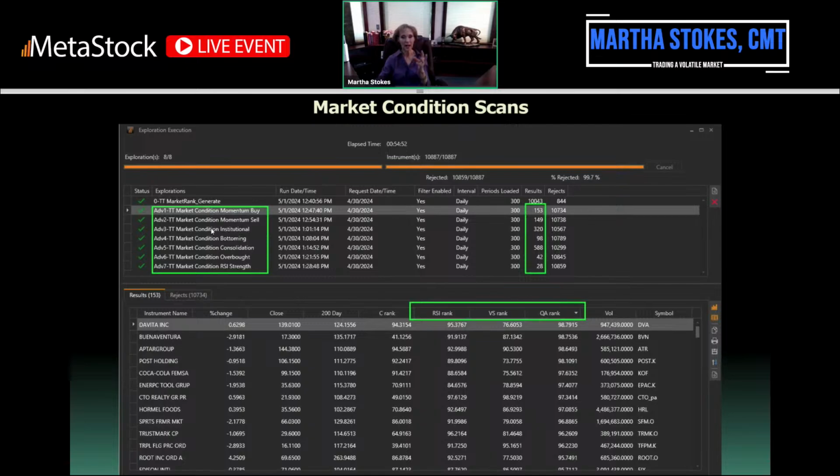Institutional activity, how high is it? Super high. Okay, they're accumulating. Bottoming stocks, also very high numbers going on in that particular scan that I was looking for. And then we can see consolidations. Whoa, that's off the charts. So pro traders are in the mix. We got those going on. Overbought is super low. So is RSI strength at this point when we took this snap. This is right out of the market condition scans that are embedded in MetaStock charting software, which is awesome.